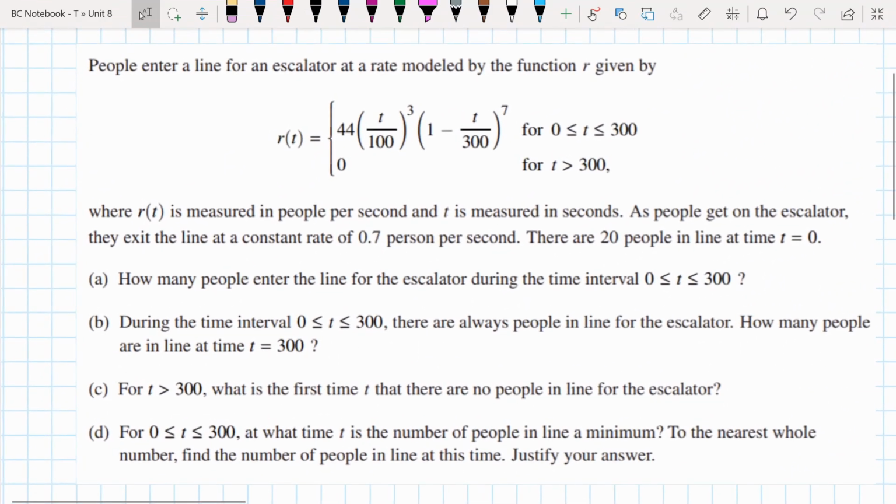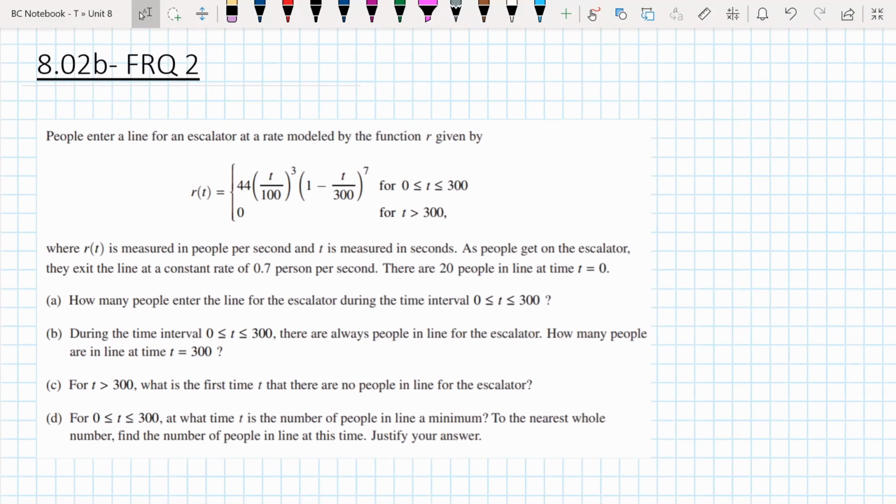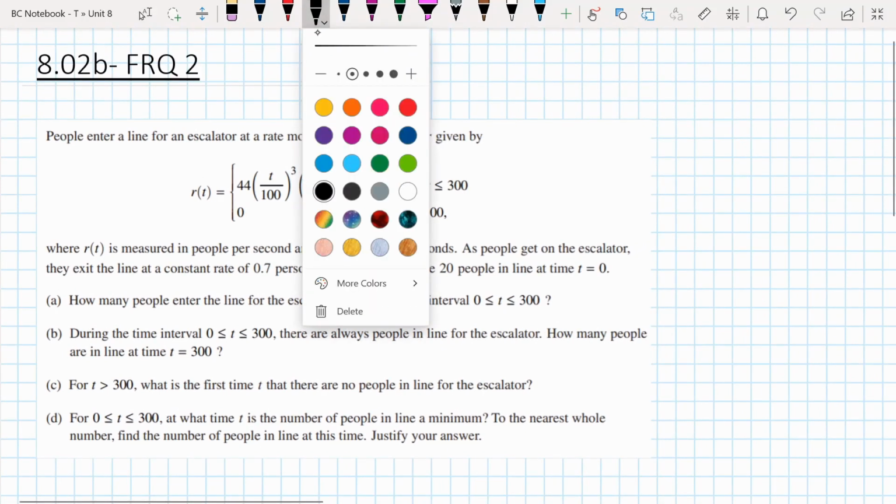So this one is the rate at which people are entering an escalator, and that's given as a piecewise function here. So it's given this complicated function for t between 0 and 300, and then if t is greater than 300, the rate of people entering is 0. So how many people enter the line for the escalator during the time interval 0 to 300? So very similar to the last question. If I want the total amount that are entering, I'm just going to integrate the rate. Okay.